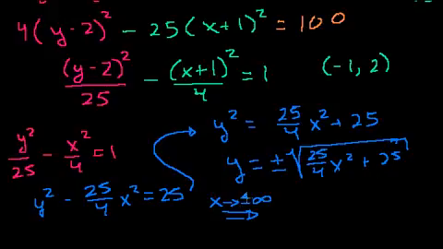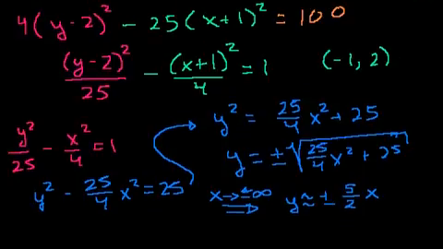So as x approaches positive or negative infinity, as we've done in the previous videos, this term starts to matter a lot less, because this term is huge. So then y is approximately equal to plus or minus the square root of just this term. And the square root of just this term is 5 halves x. So those would be our asymptotes if we were centered at 0, but of course we're centered at negative 1, 2. So let's graph that.